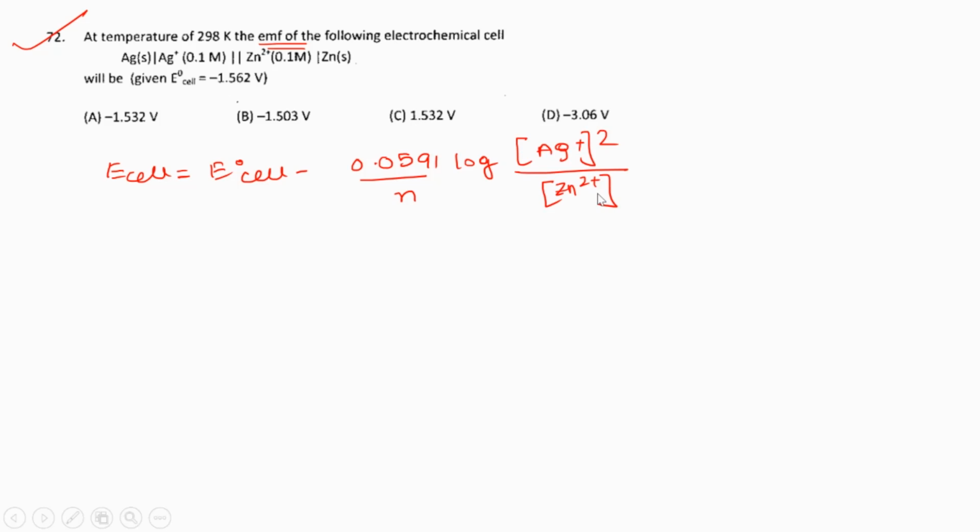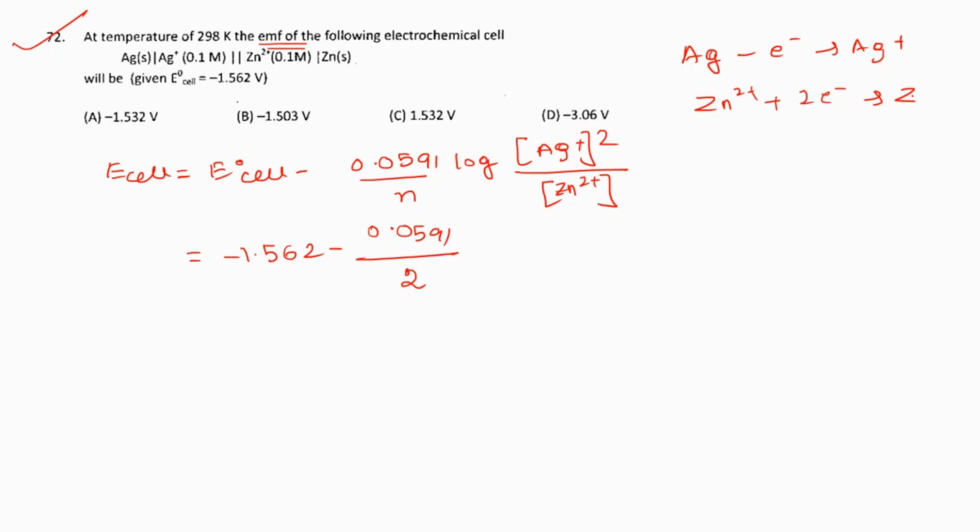Okay. Now, I know the value of E naught cell is 1.562 minus 0.0591 by the number of electrons transferred, which over here is going to be 2. Because Ag, when it releases one electron, gives Ag plus. And Zn2 plus, when it accepts two electrons, gives Zn. If I balance this, the final equation is 2Ag plus Zn2 plus gives 2Ag plus Zn.